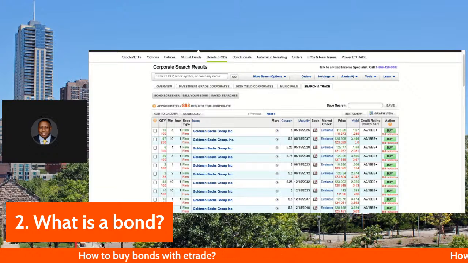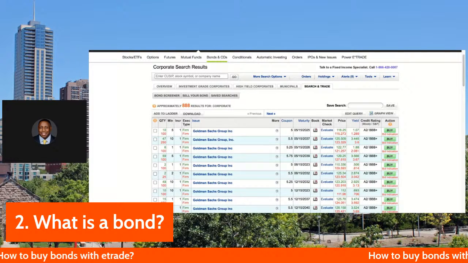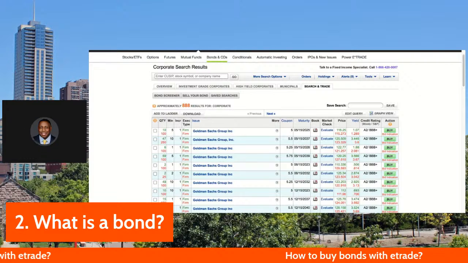They're going to pay you back. They're going to pay you back with your yield over the next 10 years. Then after the 10 years is up, they're going to give you your principal back.